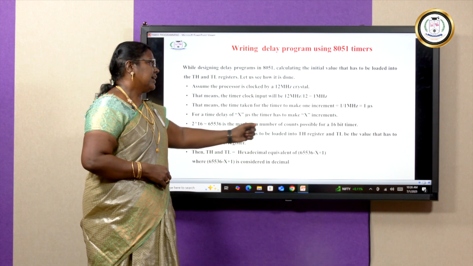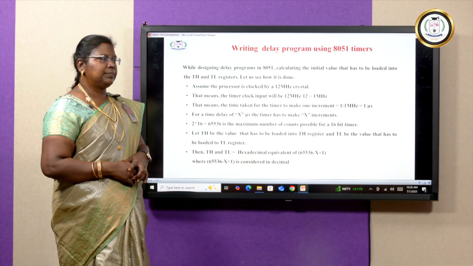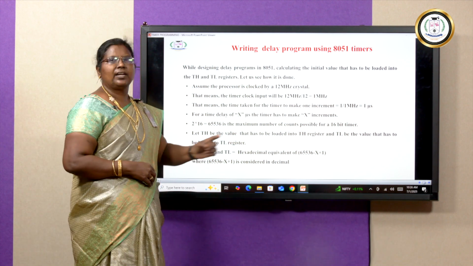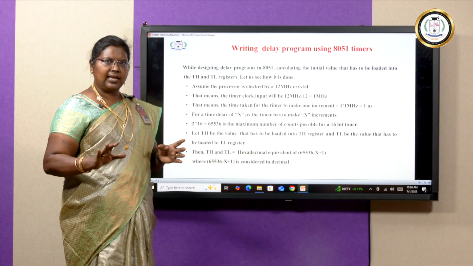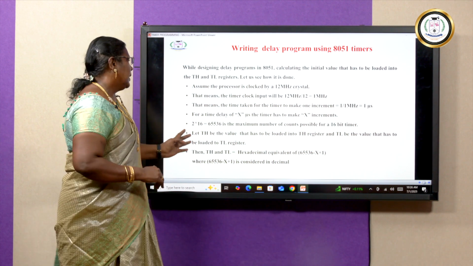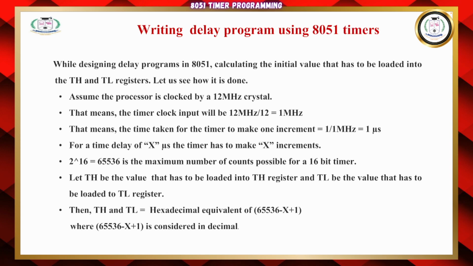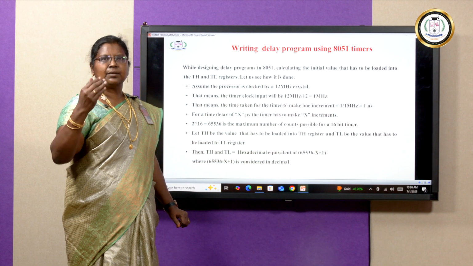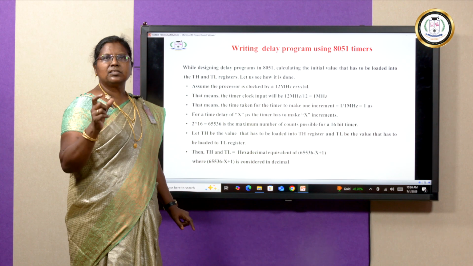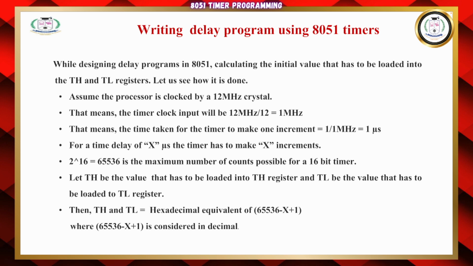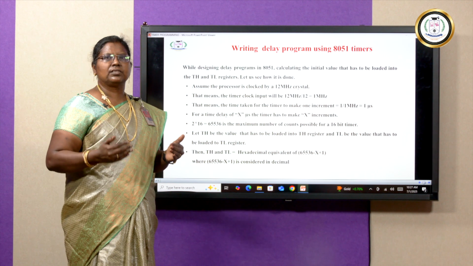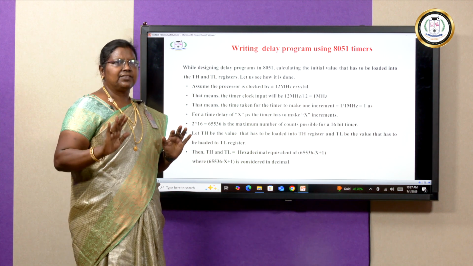The maximum count possible is for the 16-bit timer we are going to use. The TH and TL values should be loaded with the count. The lower 8 bits will be stored in TL and the upper 8 bits in TH. So we calculate a value, which is the hexadecimal equivalent of 65,536, that is 2 power 16, minus the delay we need, that is x plus 1. Here 65,536 minus (x plus 1) is calculated in decimal. We have to convert it into hexadecimal because microcontrollers and microprocessors deal with hexadecimal values.